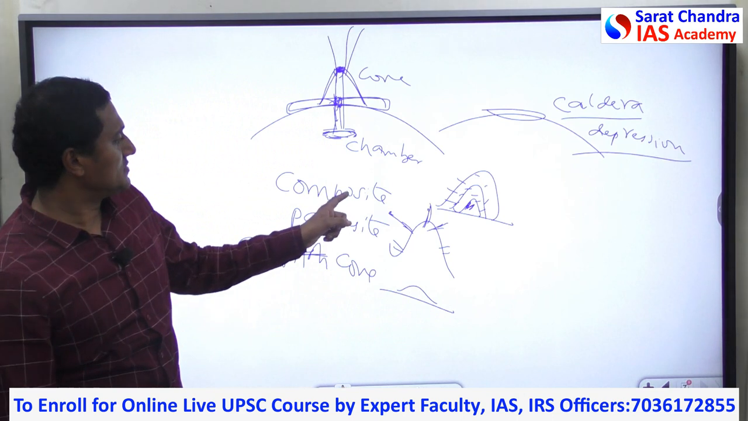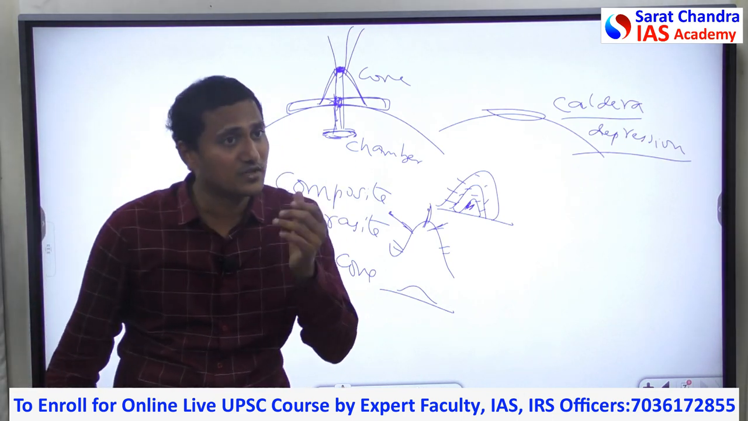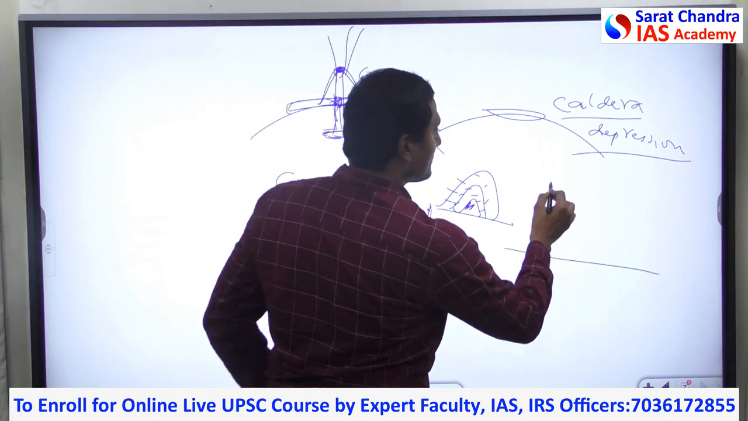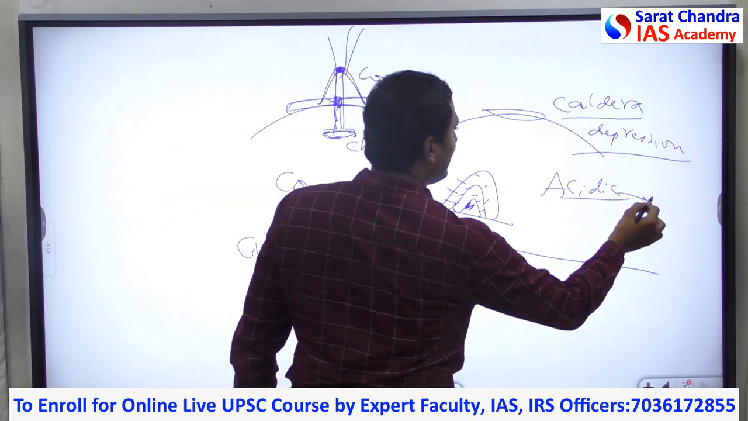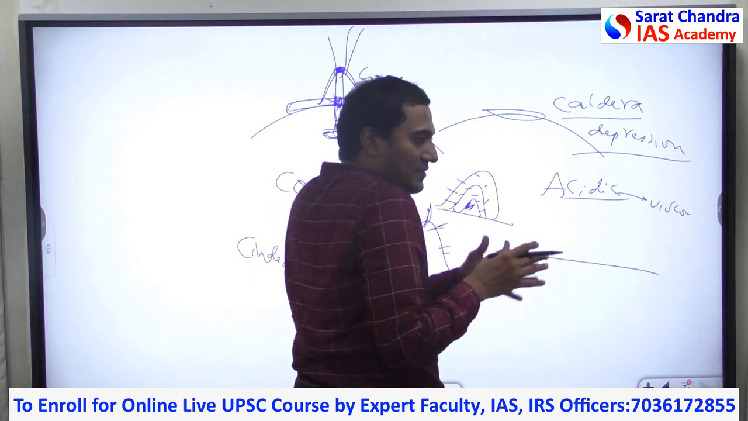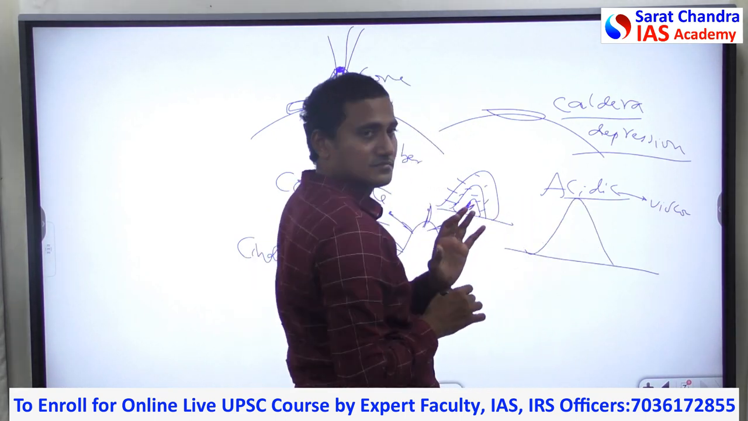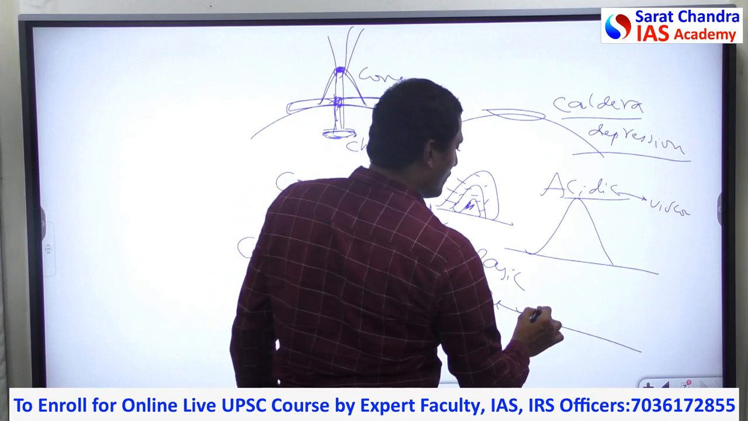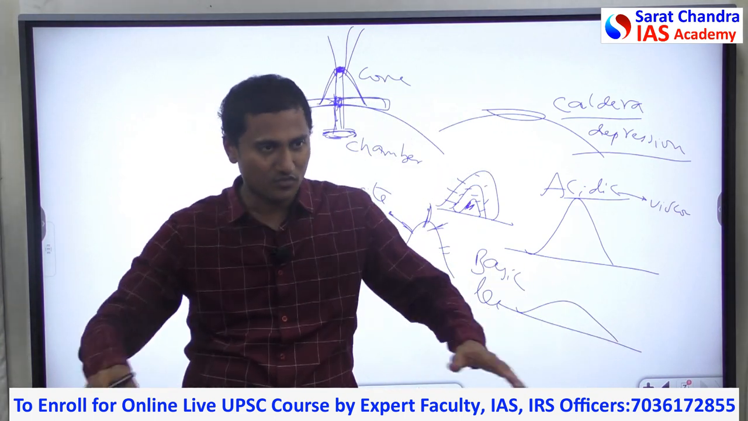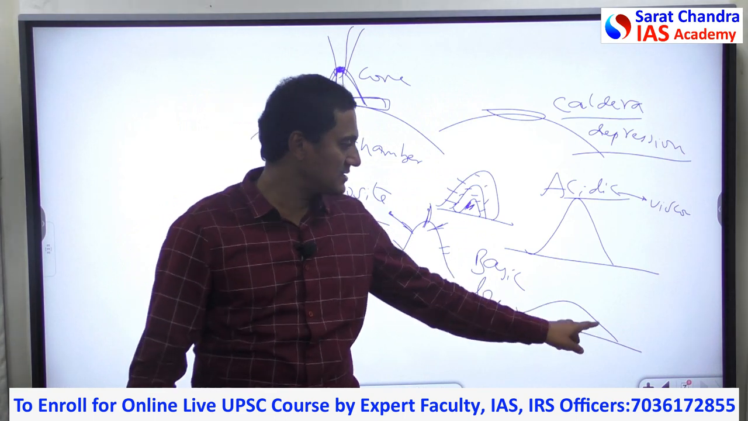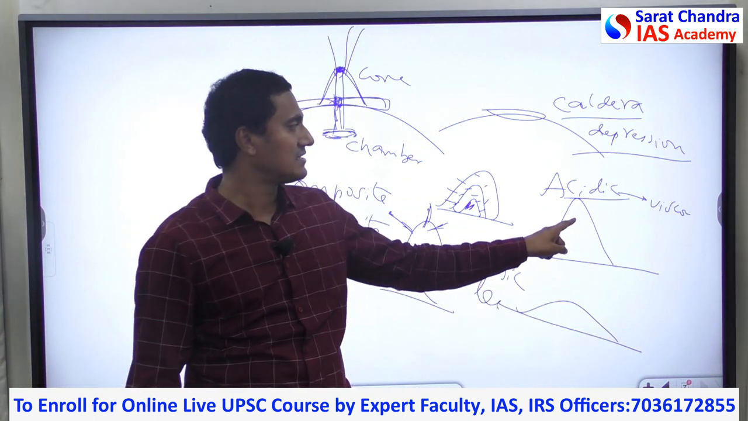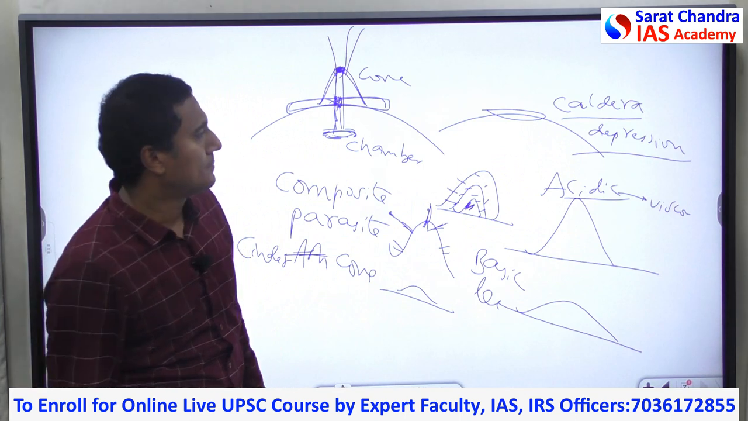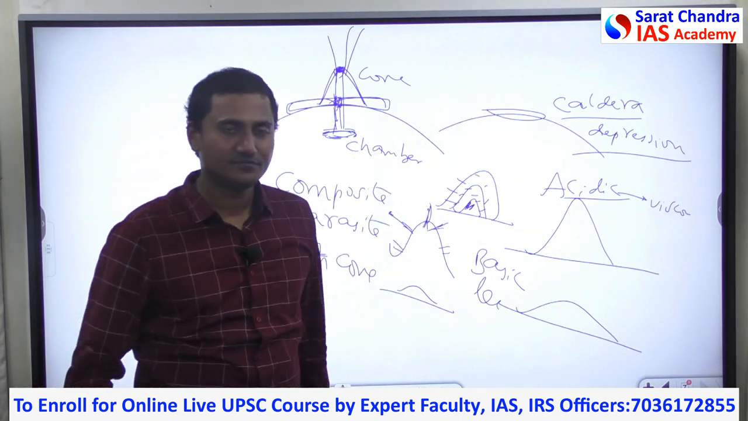Actually, friend, this is the type of the cone. But based on the materials, you can also tell acidic cone and basic cone. Acidic magma is highly viscous, so it will not flow. So the cone is very steep like this. See. Whereas basic magma is less viscous, so the cone will be like this. See this cone. Less viscous, it flows. So this basic cone has less slope. Acidic cone has more slope. Like that you can divide the cones also, and name them. But leaving the cones aside, the depression is called a caldera.